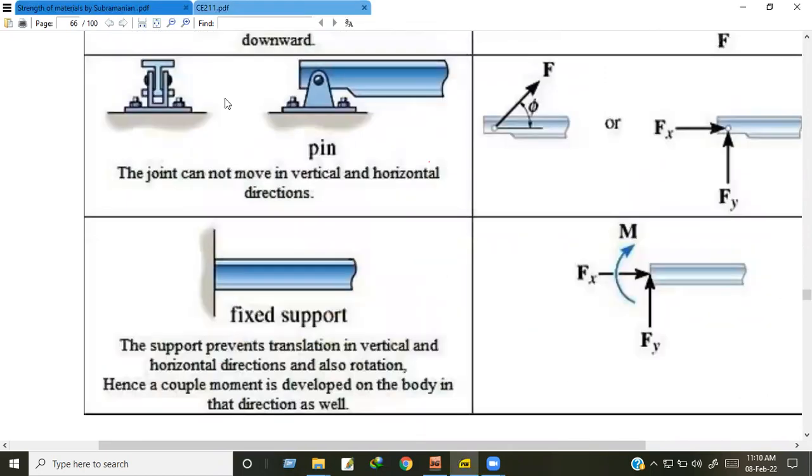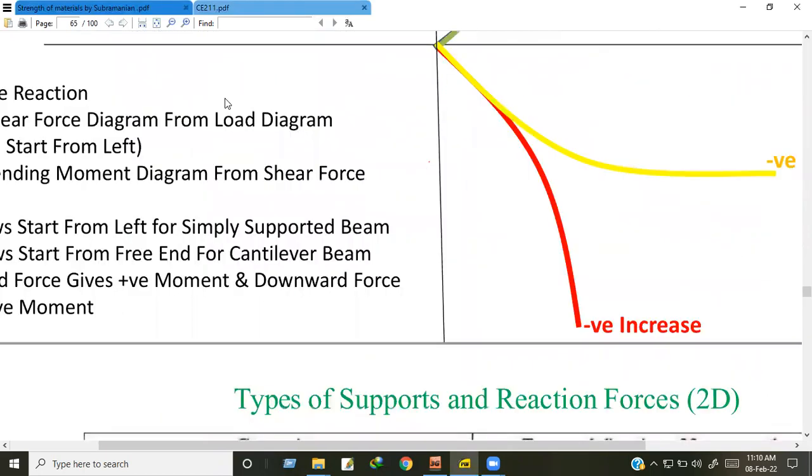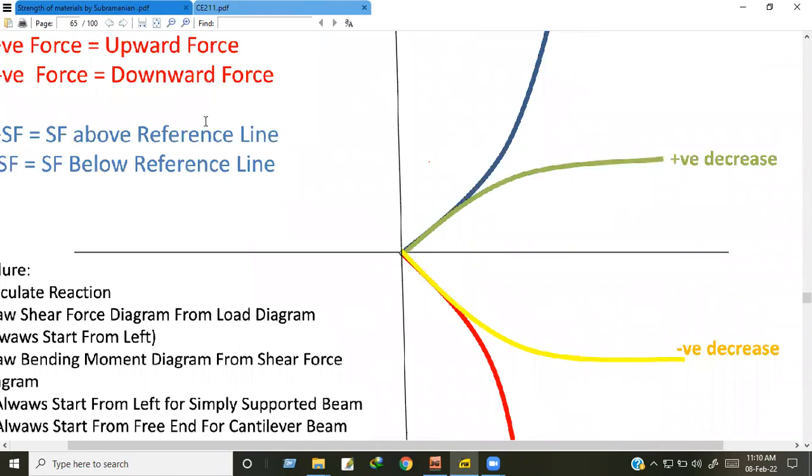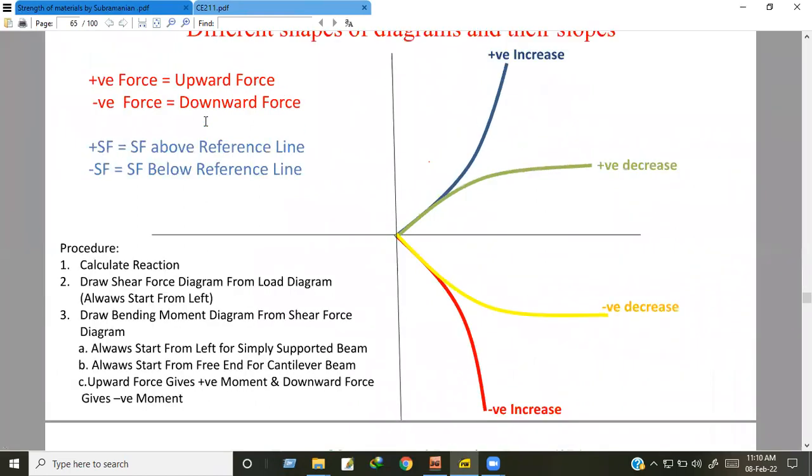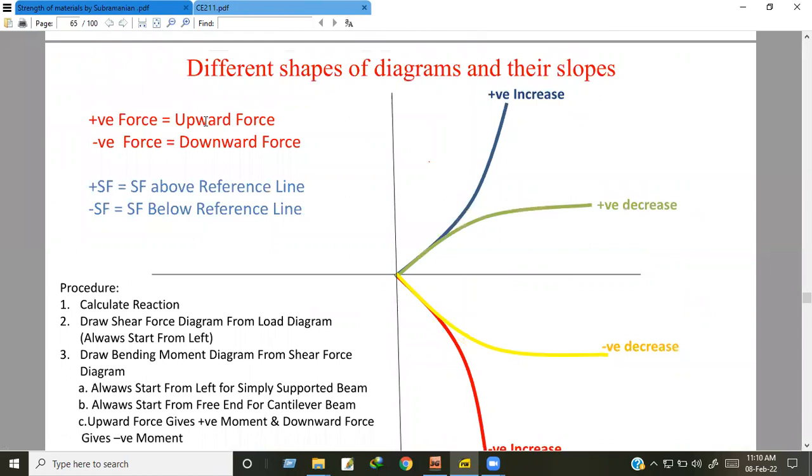Now we'll show a diagram, a shape to calculate shear force and bending moment. Here I'll explain it.